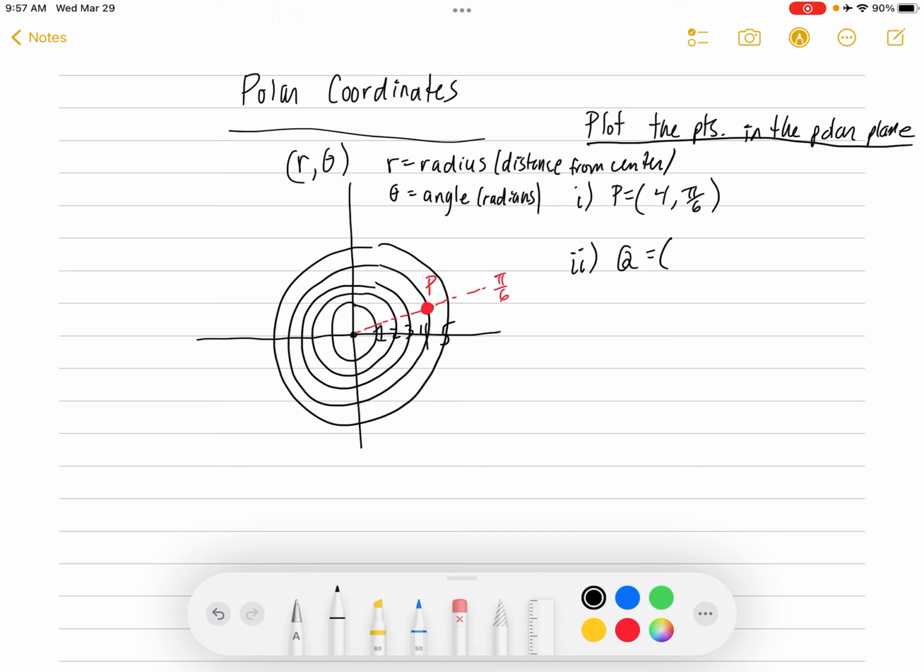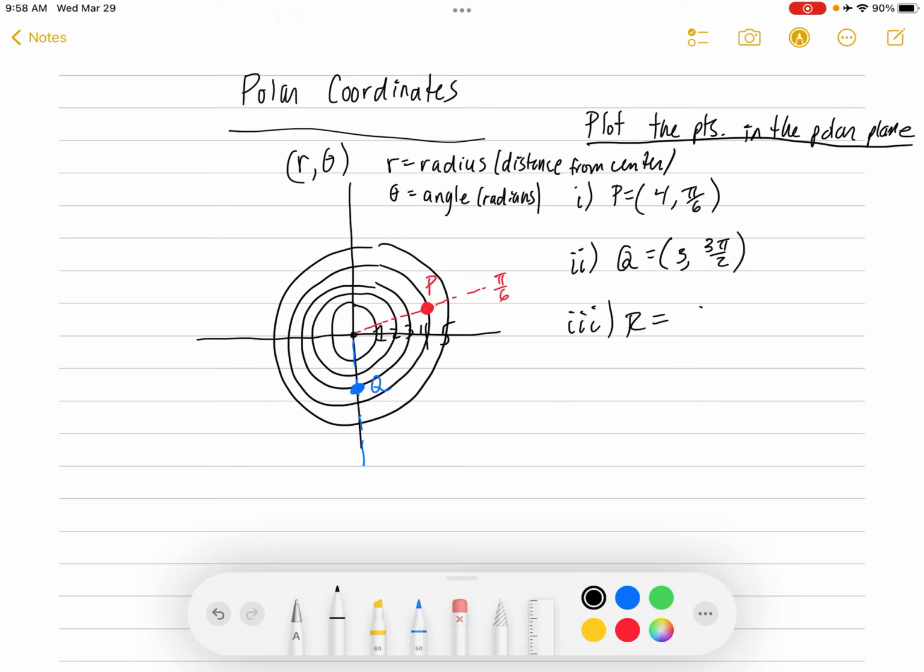Number 2. Say I have a point Q of 3, 3 pi over 2. That means I'm going to have to go 3 pi over 2. Where's 3 pi over 2? Going all the way around to 270 degrees right here. So I'm right here, 3 pi over 2, 270 degrees. I'm going to go out a radius of 3. 1, 2, 3. So I'm going to be right here on a circle of radius 3. That's my point Q.